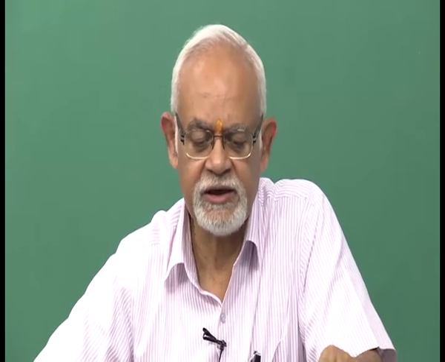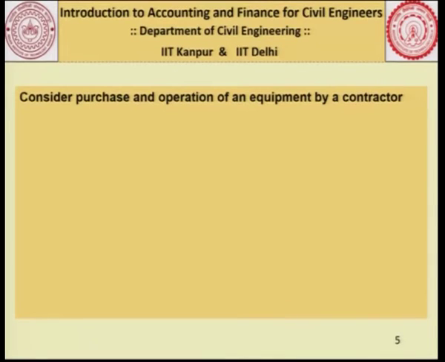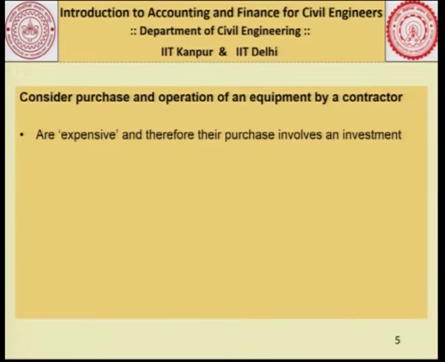Now let us consider the purchase and operation of a construction equipment by a contracting company. What we must remember when we talk of construction equipment is that they are very expensive. It is not a very small purchase. Most of these construction equipments involve an investment where we expect certain returns, and therefore the companies have to be very careful. They have to go through a lot of process before they go ahead and buy an equipment.